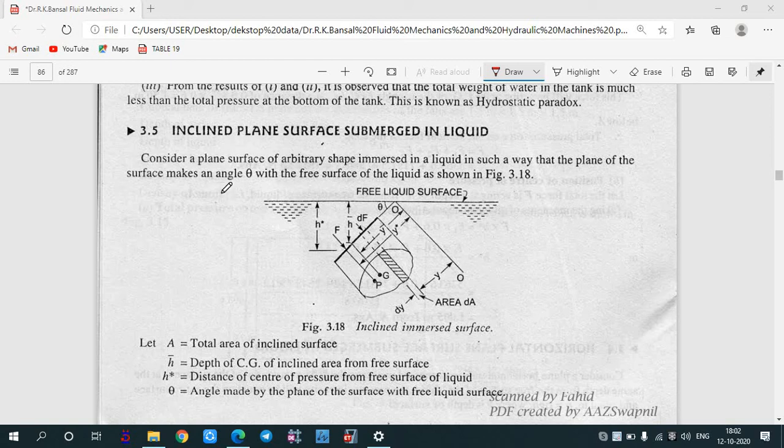Good morning, everyone. So, in the previous class, we started with inclined plane surface submerged in liquid. We have done the derivation part of that. In this, we studied what will be the pressure force acting on this inclined plane, what will be the equation for that, and from the free surface, what will be the distance of that force. That is called the center of pressure. So, we have derived these two formulas. One was on the force, one was on the center of pressure.